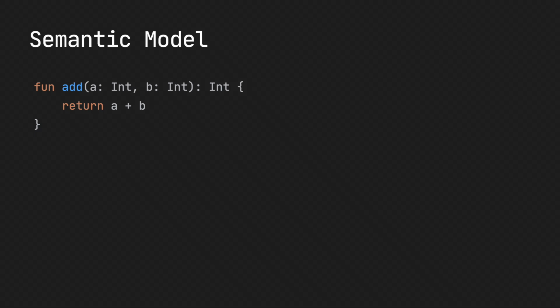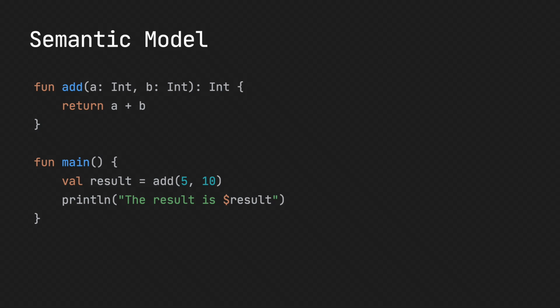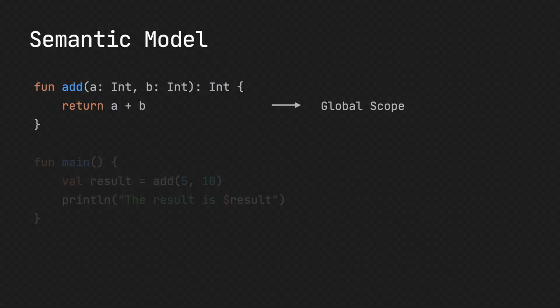Here I have a very simple example of a function that takes in two parameters and I add them and return. It returns an Int type. The semantic model of this is something we looked at before. I have a main method here where I'm calling this method and storing the result in a variable.